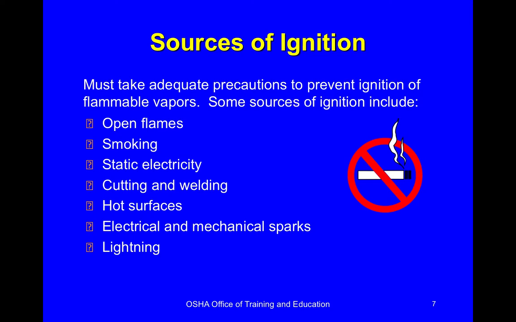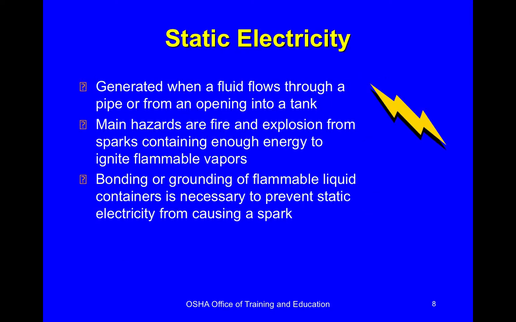Okay. One of the primary things they need to look at is what types of ignition sources are in the environment where these chemicals are going to be used or stored. And a real big one is static electricity. It's one of those things that we don't typically see and don't think of.